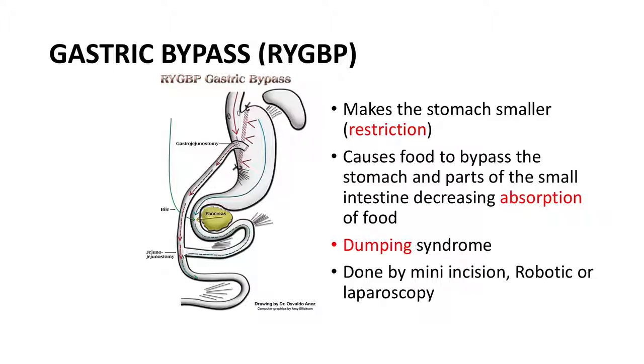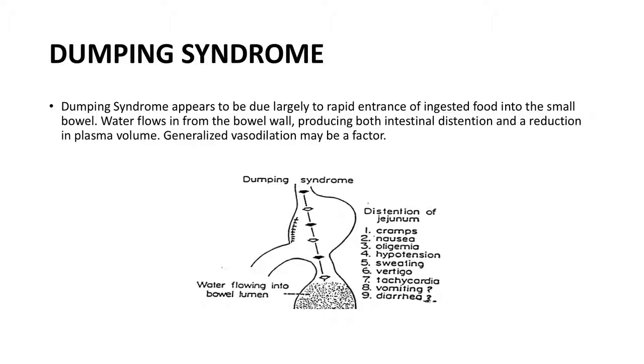And this is a gastric bypass. It makes the stomach smaller, restriction, and causes food to bypass the stomach and part of the small intestine, decreasing absorption of food. It bypasses all this, and causes a dumping syndrome physiology for behavior modification. Dumping syndrome is if you eat or drink too fast, you will distend the small intestine, and it causes pain, nausea, vomiting, diarrhea, tachycardia. That's dumping syndrome. So it works three ways.